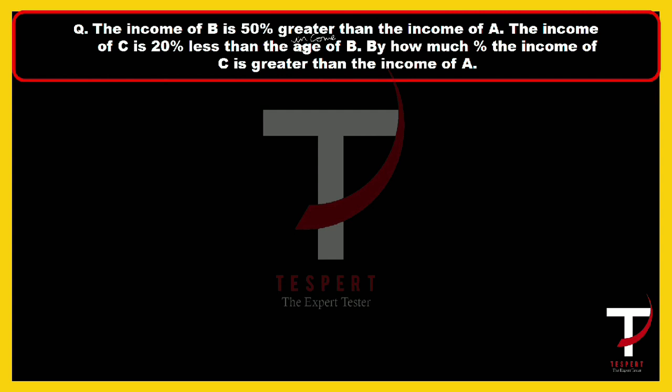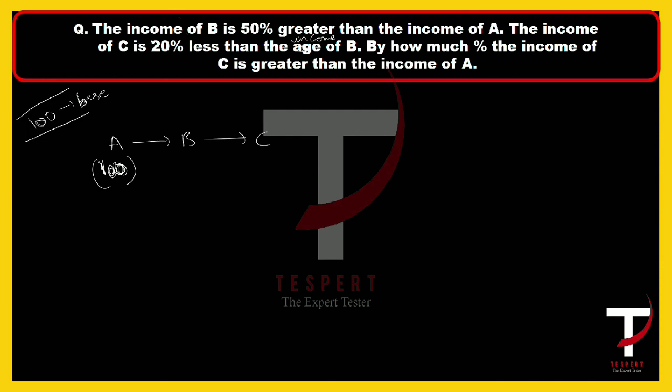Okay. So let us take here A, here B, here C. Let us assume the income of A to be 100. In percentages, just remember this funda: as far as possible, for any value, consider 100 to be the base, so that you can solve problems and calculate quickly. So A is 100, let's assume the income of A to be 100.